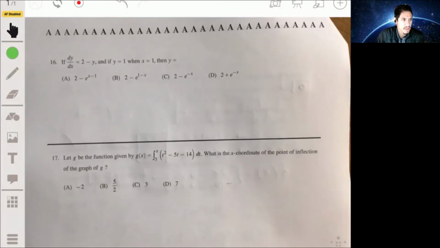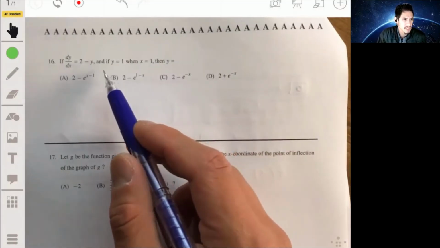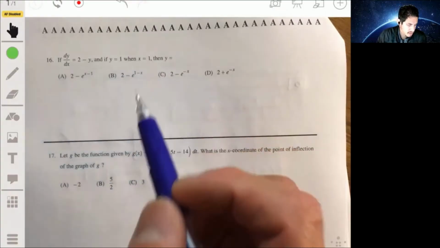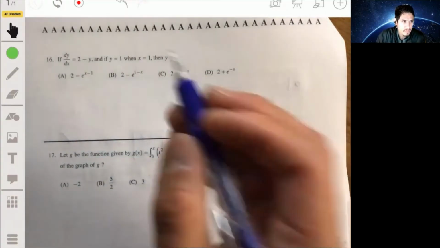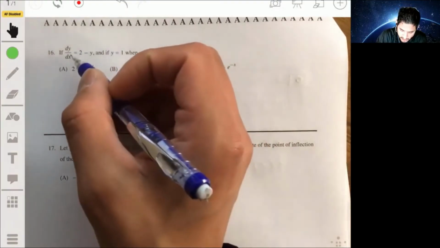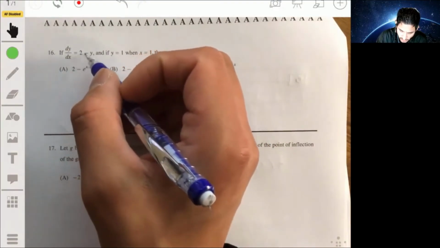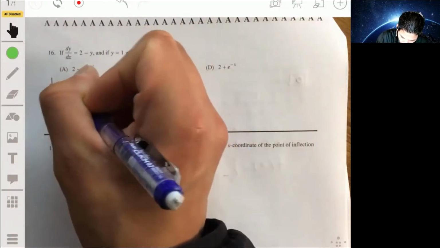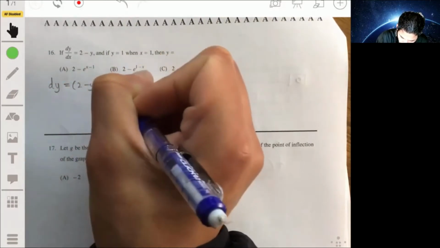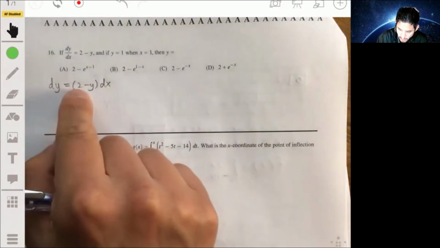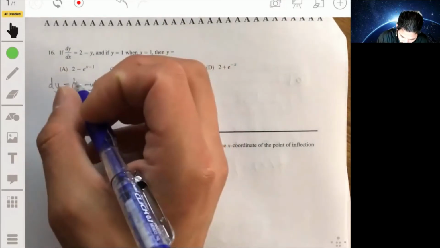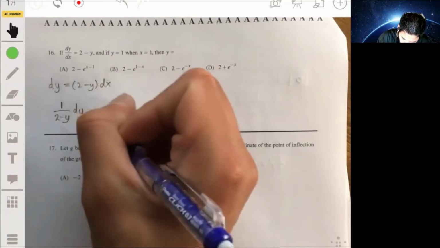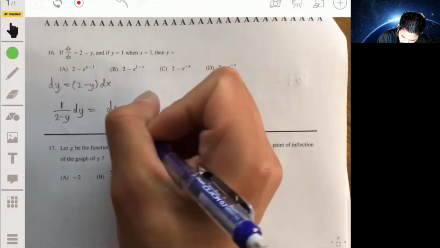So 16. We're given that dy dx equals 2 minus y, and if y equals 1 when x equals 1, then let's find y. Okay, so here we're basically gonna integrate. So we're gonna multiply both sides by dx. I'll do it step by step in case you get a little confused. Now treat this like a fraction, and then we're gonna divide by the 2 minus y. So you're gonna have 1 over 2 minus y dy on the left is equal to dx on the right.